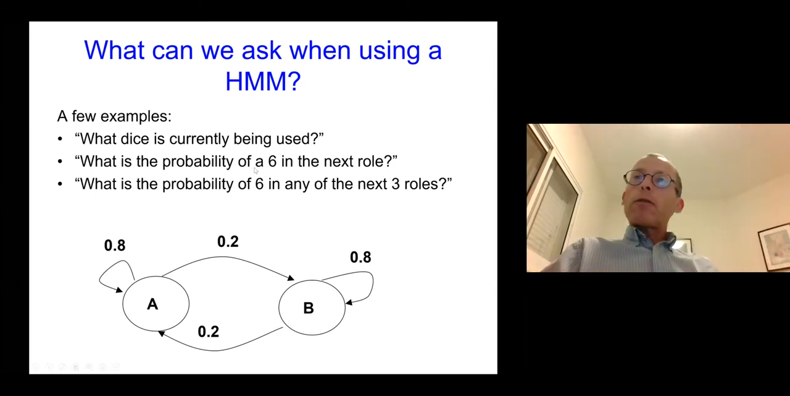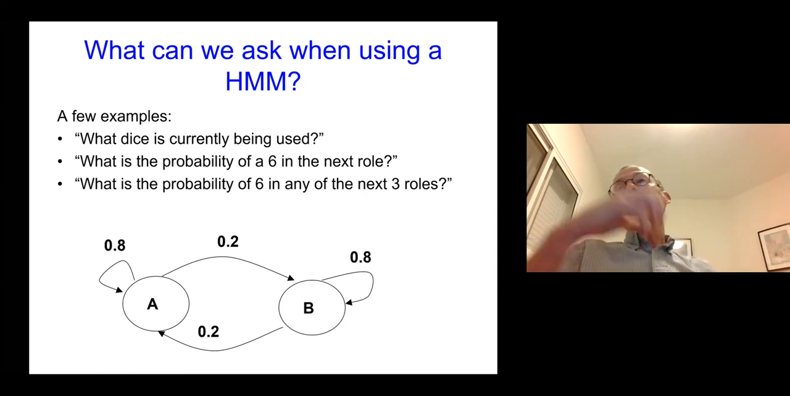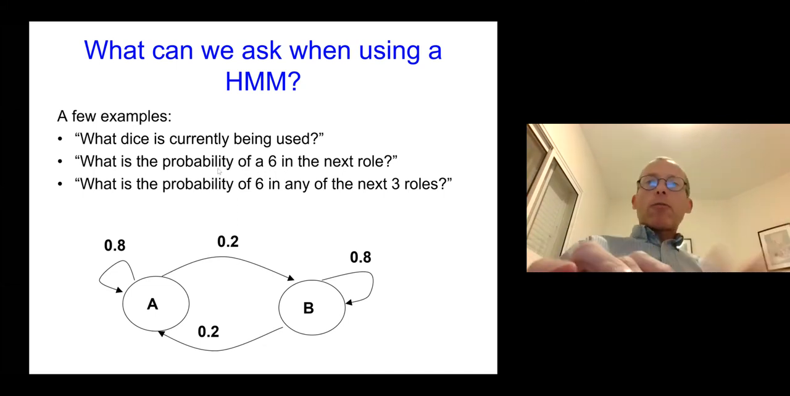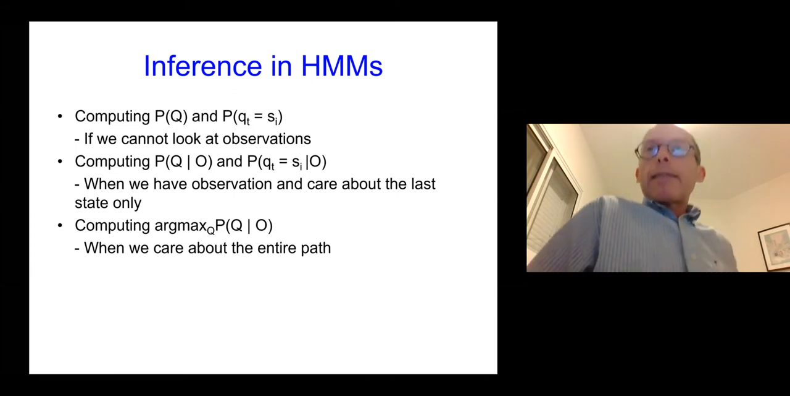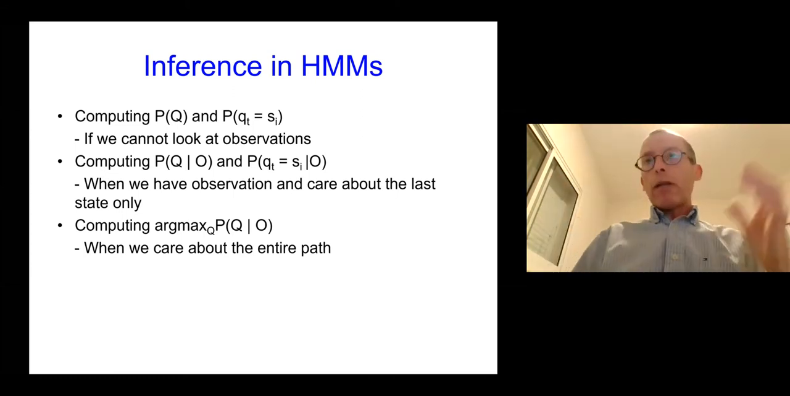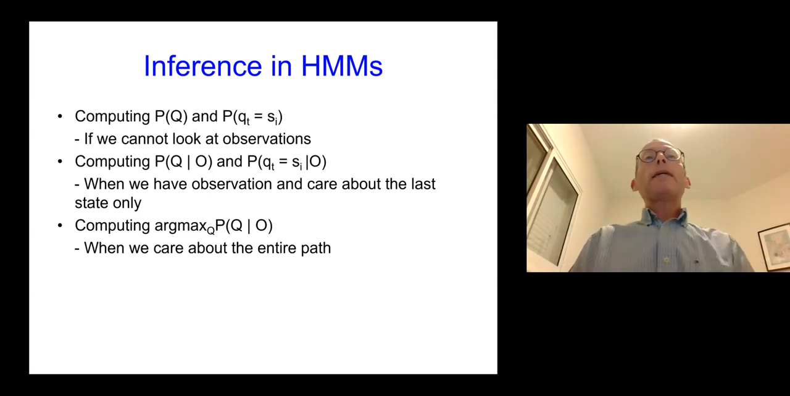You're going to Vegas, the dealer is switching between two dice and you want to know what's the probability of six. Maybe one of them is skewed to higher numbers and one is skewed to lower numbers. This is a very important question, because if you know the higher probability for six, then you can make some money. And of course, what's the probability for six in any of the next three rolls and so forth. Okay, so we are going to discuss the following specifically. These are all inference problems, and they can all be solved with what we are going to learn.